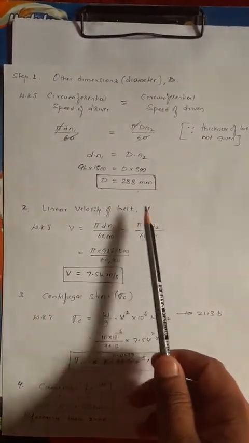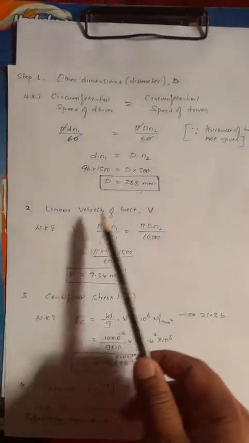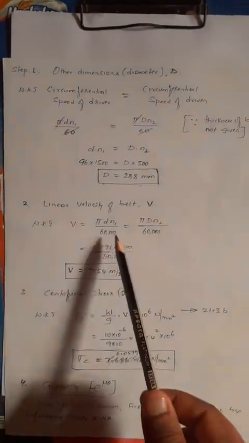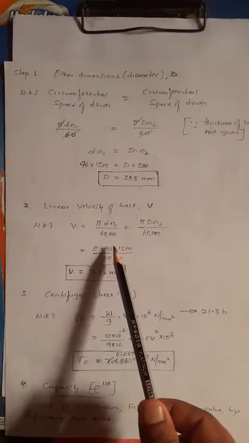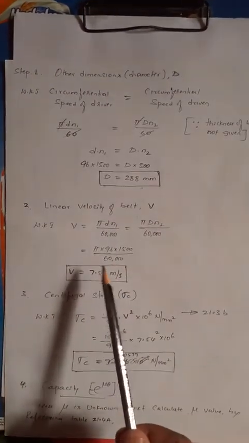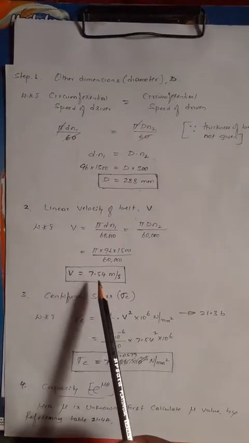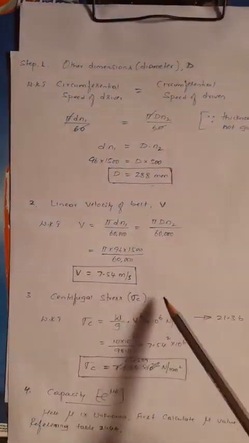Now you know the linear velocity of the belt is given by this formula. From the above formula only you will get that one. Now we will divide by 1000 because the diameters have been taken in millimeter. Now convert into meter per second, that's why we divide by 1000. Then V is equal to 7.54 meter per second.